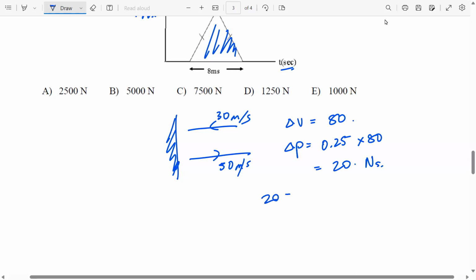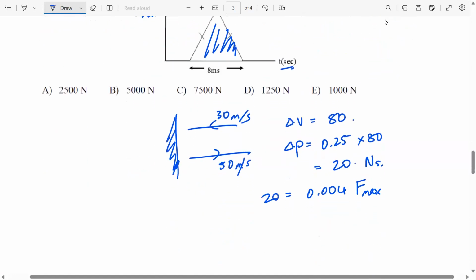So 20 equals 0.004 of F max, which is what we found earlier. So you can find the maximum force, which is 20 divided by 0.004, and you get 5,000. So the answer is B.